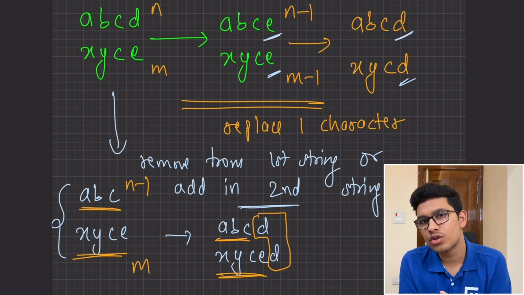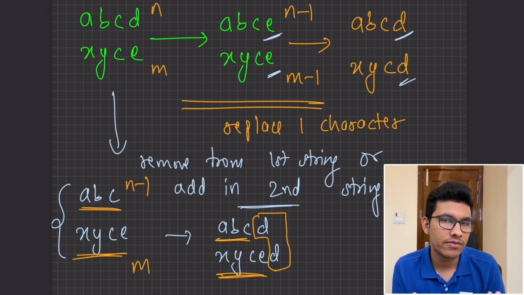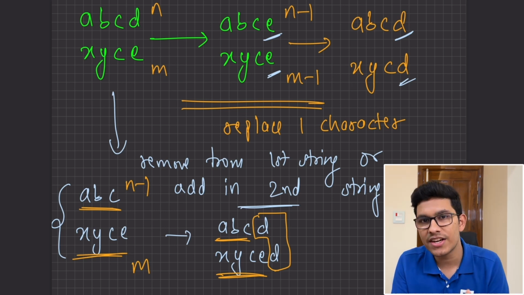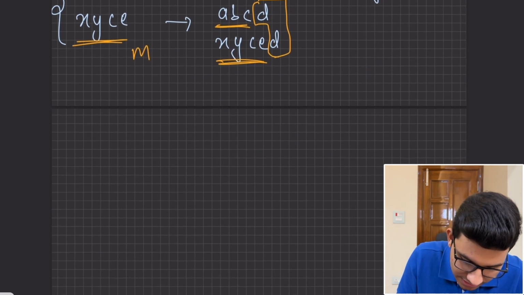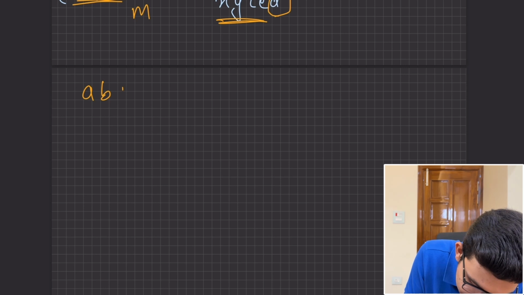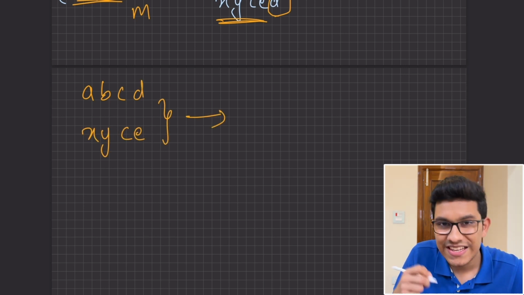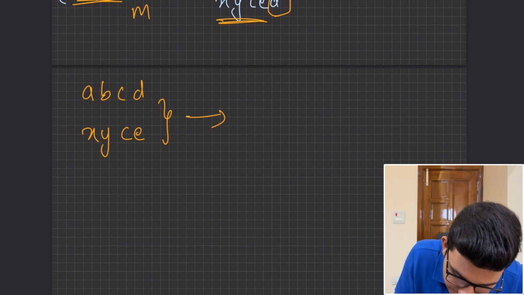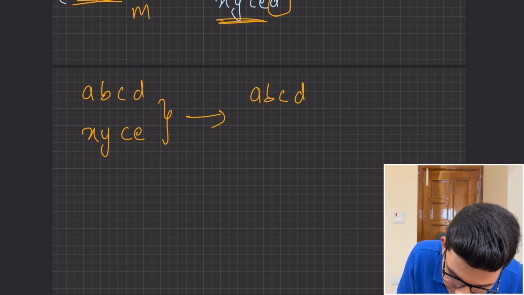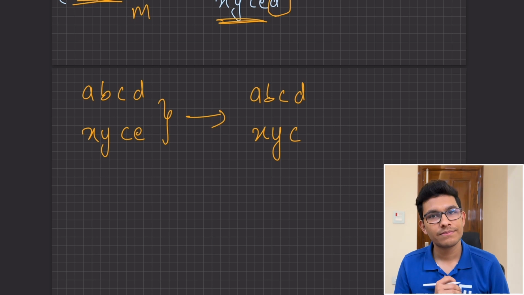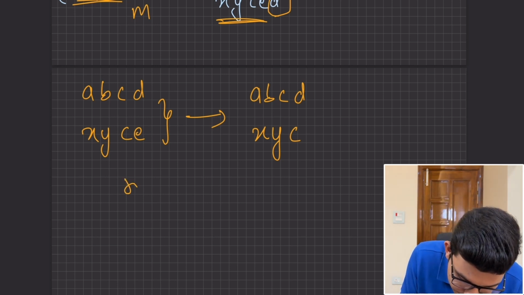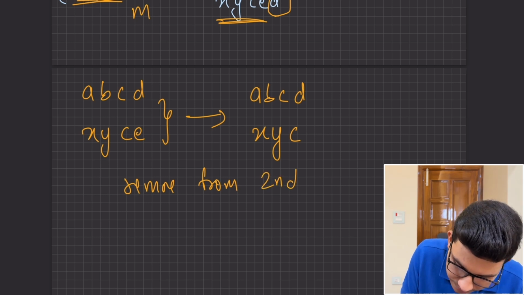Correct? You could also say that, okay, why are we removing the character from the first string? Why not remove the character from the second string? Correct? What would that have resulted in? You initially have A, B, C, D and X, Y, C, E. If you remove from the second string, what would that result in? That would result in A, B, C, D and X, Y, C, correct? In this case, what are we doing? We are removing from the second string.